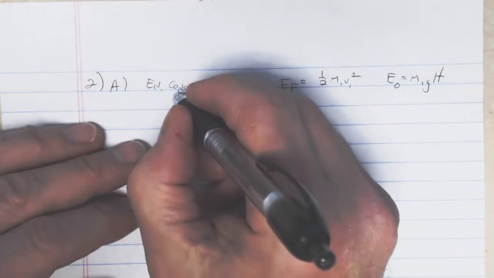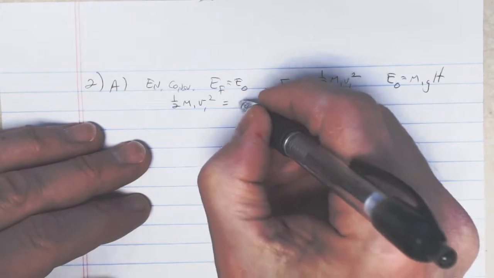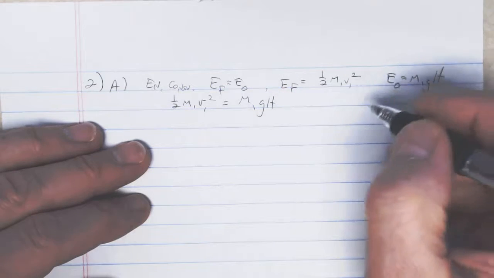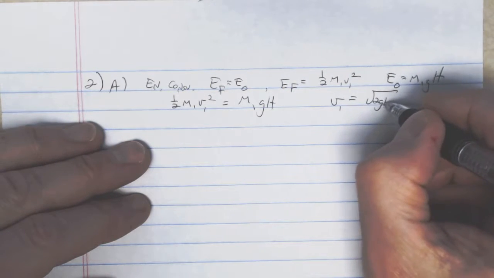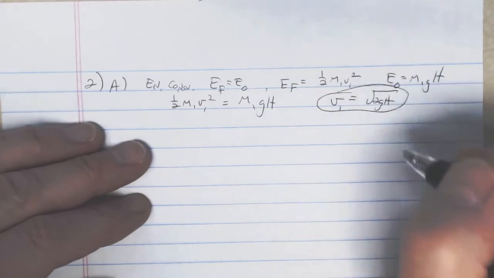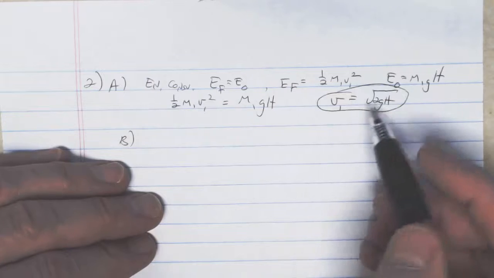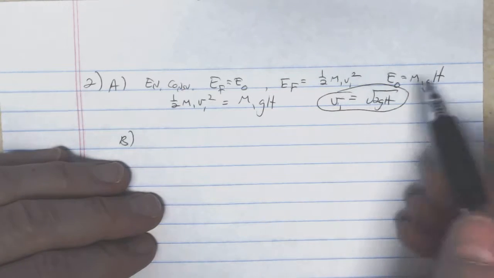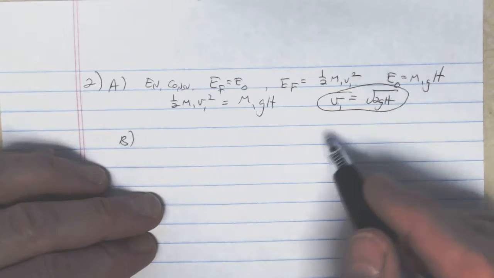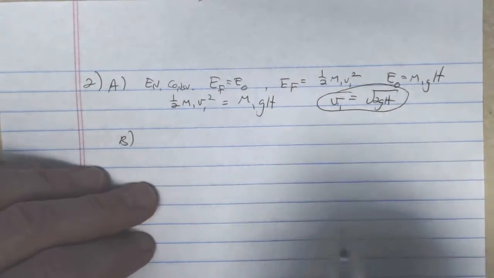So set those equal. 1/2 m1 v1 squared equals m1gh. Solve for v1: square root of 2gh. Done for part A. And now when we use V1 later, you can just use the symbol V1 instead of having to plug in the square root of 2gh everywhere. I wrote that in the exam statement just to make your life a little bit easier.